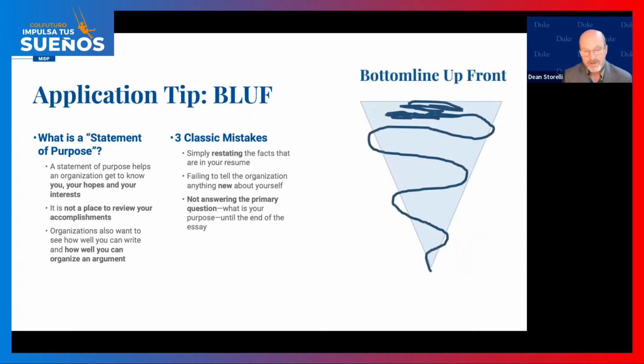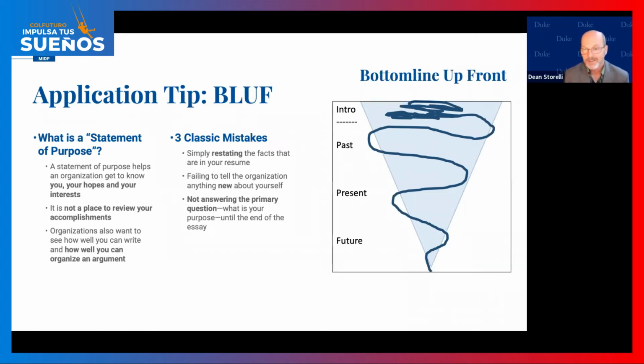you need to use a pattern that I call bottom line up front. Start from the very beginning saying, hello, for most of my adult life, I've been interested in X. Applying to your organization, I'm applying to your school so that I can become even better at doing X. Once you've named that bottom line up front in the introduction, then you can organize the rest of the statement around the past, the present, and the future.